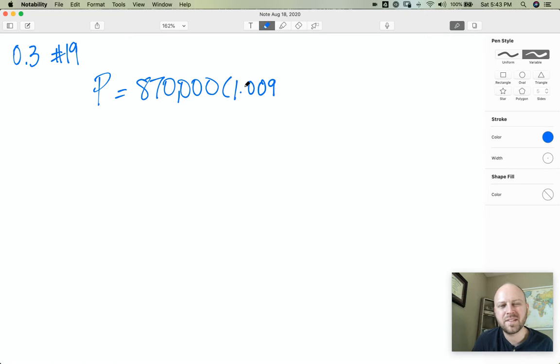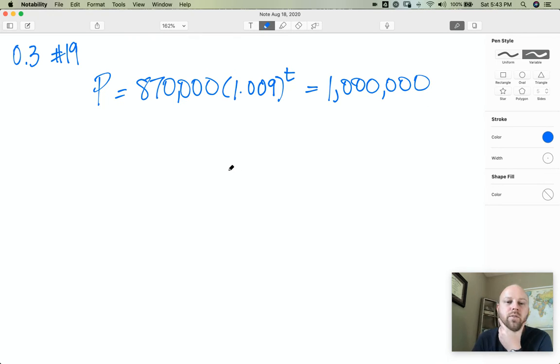So we're going to multiply by 1.009. Don't make the mistake of going 1.09, so that would be 9%. This is 0.009, and then every year. And the question is, approximately how long will it take the population to reach 1 million?